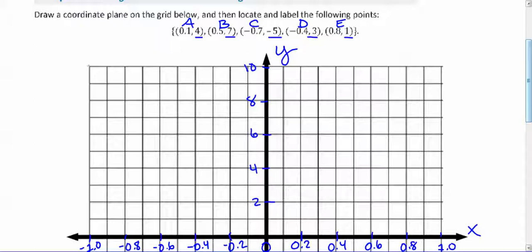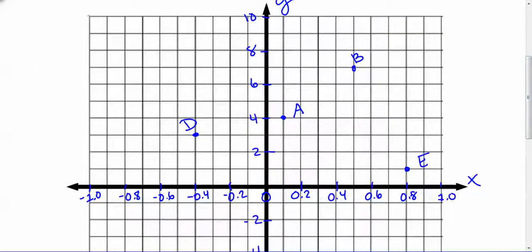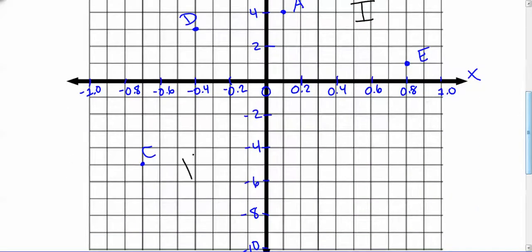We'll come back in a second when we have these all plotted. Thanks. All right, so this is what your graph should look like. We have points A, B, and E in quadrant 1. We have point D in quadrant 2. We have point C in quadrant 3. And there are no points in quadrant 4.